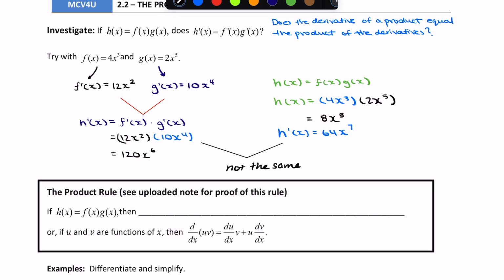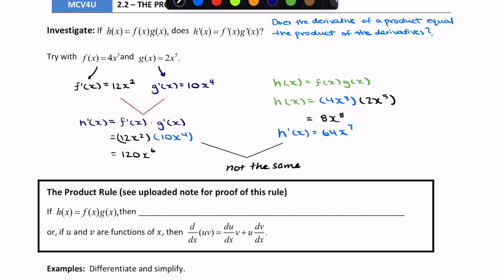So to answer our question, does the derivative of a product equal the product of the derivatives? Our answer is no, because they do not give us the same answer. The first one gives us 120x to the power of 6, and the second one gives us 64x to the power of 7.